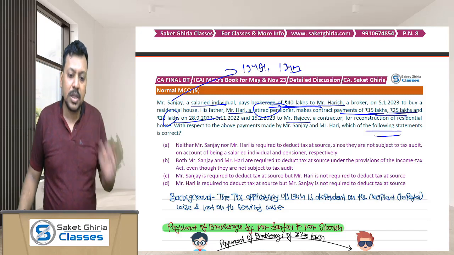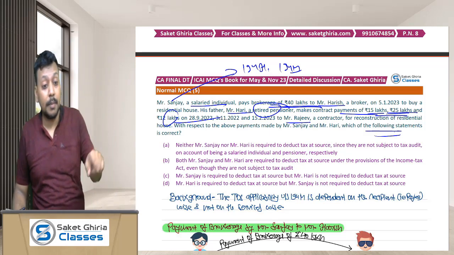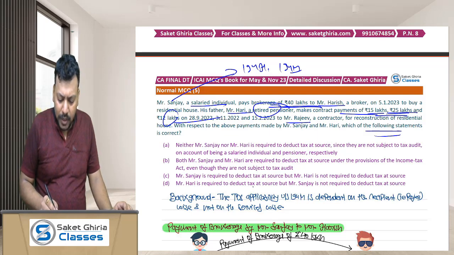Okay, so in this case Mr. Sanjay is not liable to make TDS, but his father Mr. Hari has to make TDS while making payment to Mr. Rajiv. Okay, Mr. Hari is required to make TDS, but Mr.